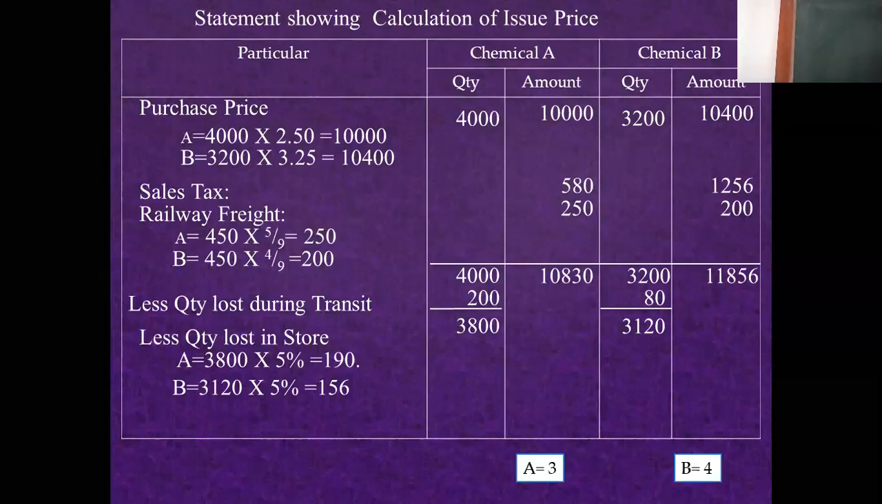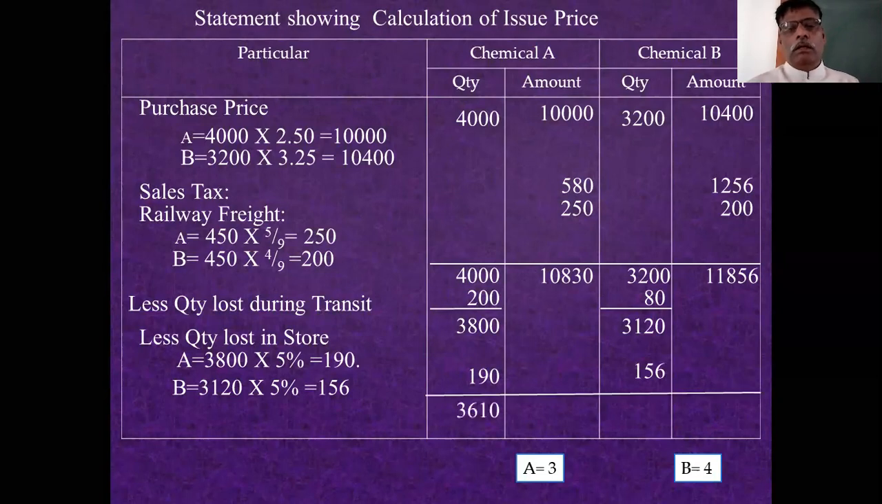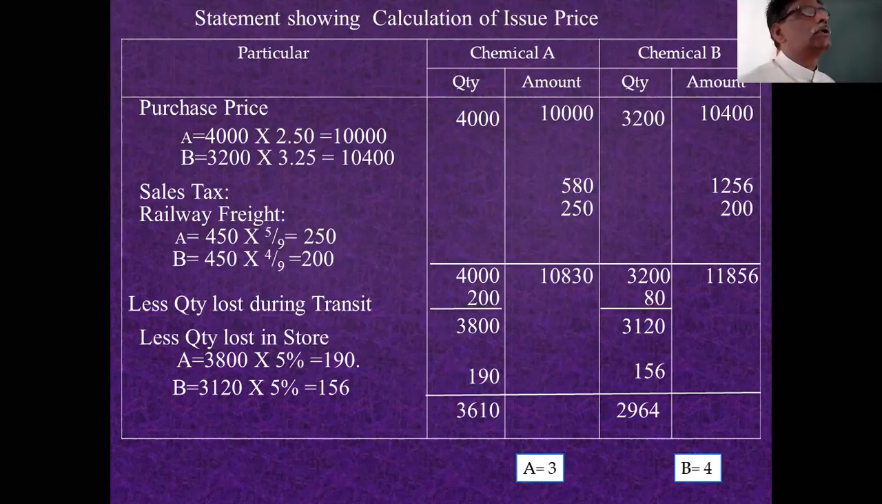156 and 190. You take in the quantity column, 190 and 156. You deduct the quantity. You deduct the quantity 190, which is 3,610. Yes. And second is 2,964. Is it? You adjust the quantity first. Quantity deducted, quantity balance calculated.